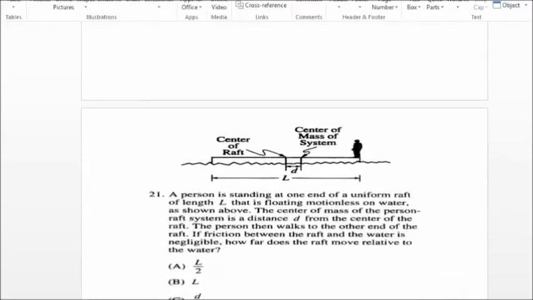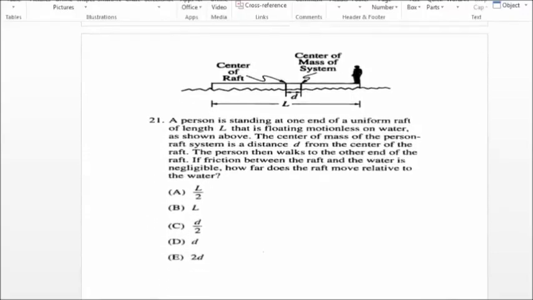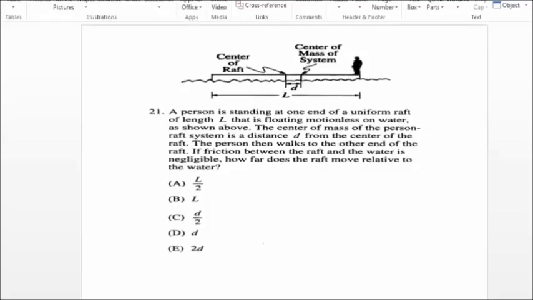In this problem, it is a person-raft system, a closed system. There are no external forces. A person is standing at one end of a uniform raft of length L that is floating motionless on water, as shown above. The center of mass of the person-raft system is a distance d from the center of the raft. That is, this is the center of the raft, and the center of mass is here, a distance d from the center. The person then walks to the other end of the raft. If friction between the raft and the water is negligible, how far does the raft move relative to the water?